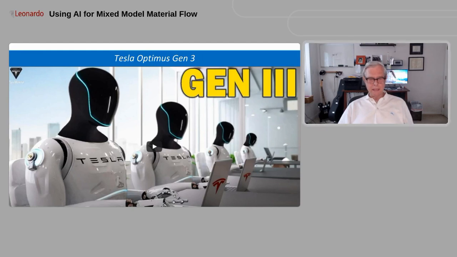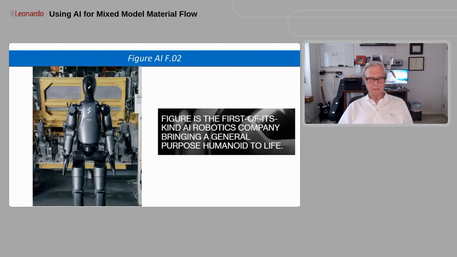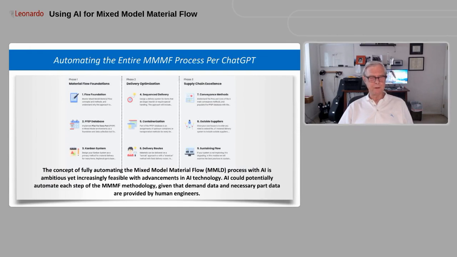Okay, we're getting close to the end here. Let's just skip over the robots and see what else we have here. So the bottom line is that I see AI within the next 5 years being able to pretty much automate the material flow process that we're talking about. Now, is there still a role for humans? Sure, because where does this information come from? How does it get into the system? Humans are still going to be validating it, but a lot of the steps that we do manually, if you can describe those steps in plain English, then AI can probably do it.